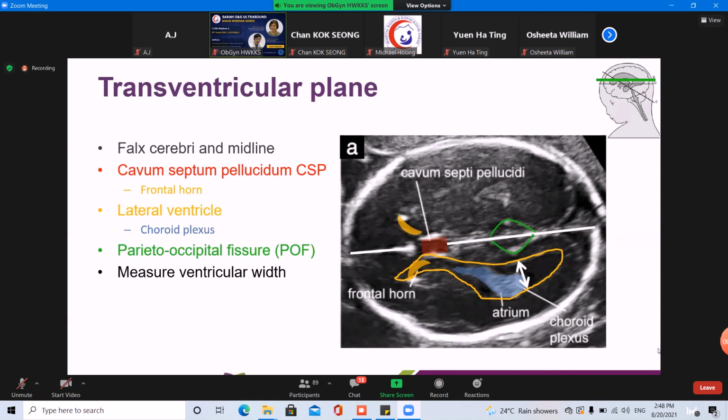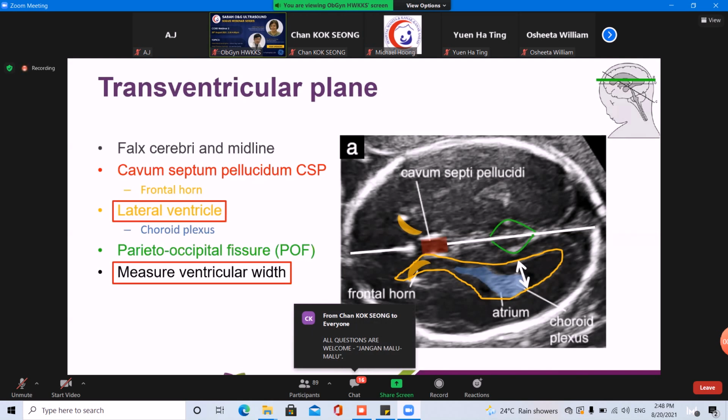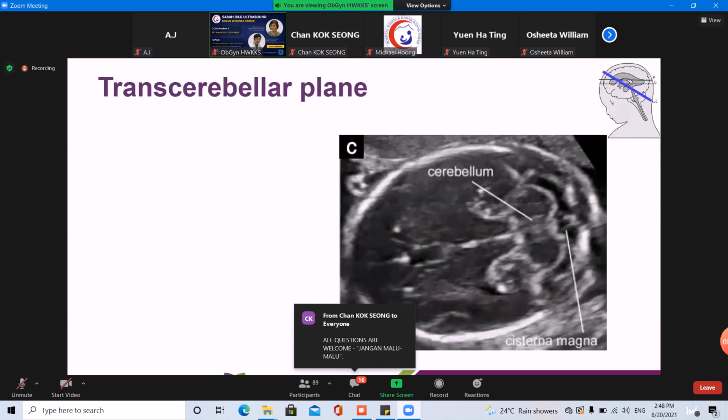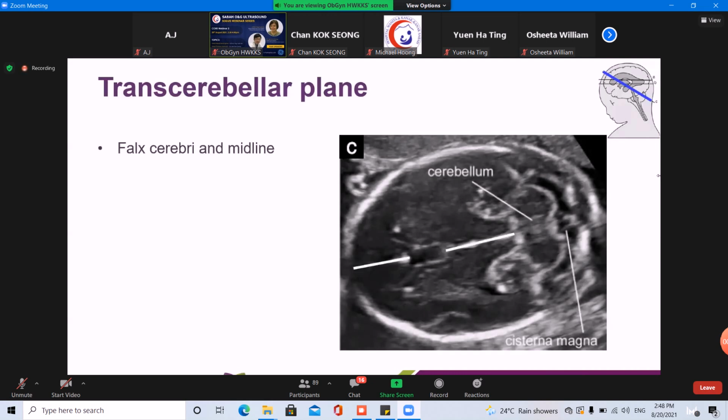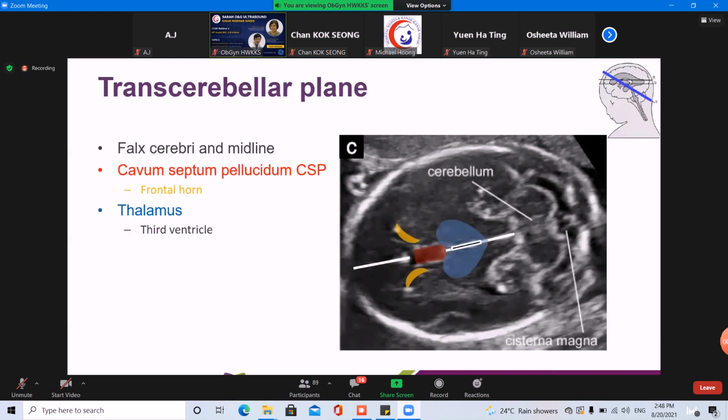And therefore, in this projection, the most important thing is to examine the lateral ventricle and also to measure the ventricular width. The third plane is a slanted plane cutting through the cerebellum. In this plane, again, you will be able to see the white line, which is the falx cerebri and the midline, the red box, which is the CSP, the comma-shaped frontal horn, and also you can see the thalamus and the third ventricle, the midbrain.